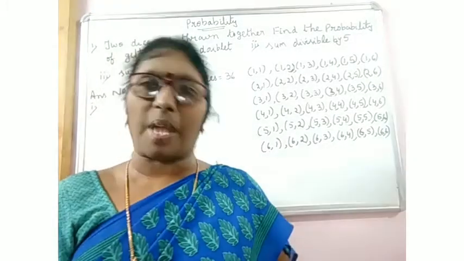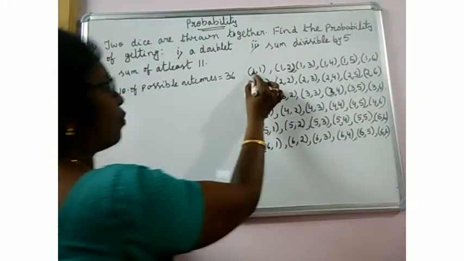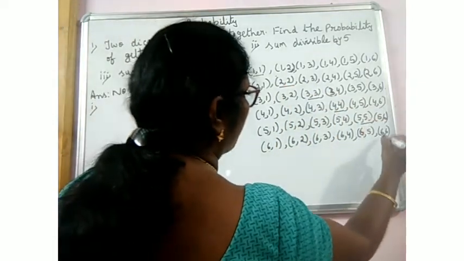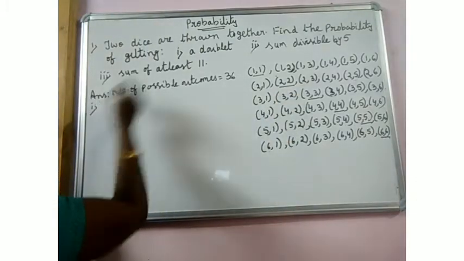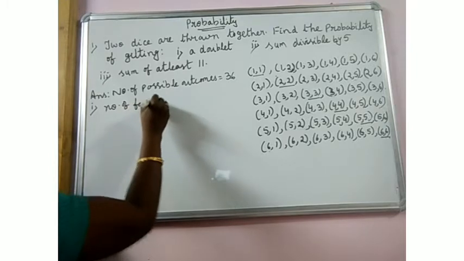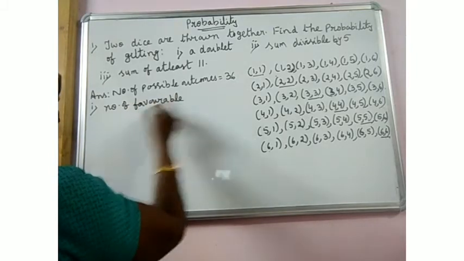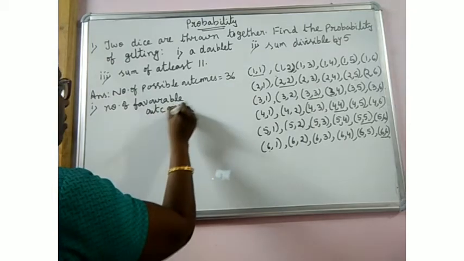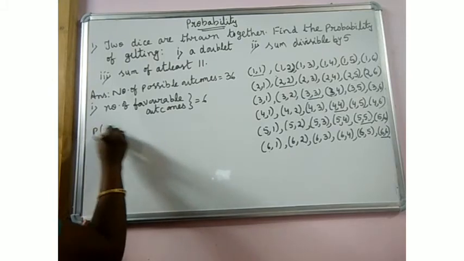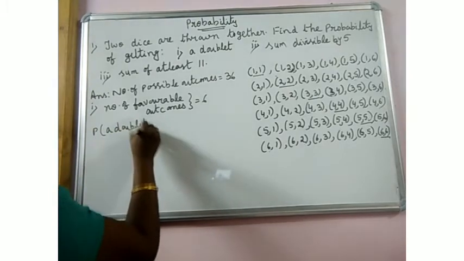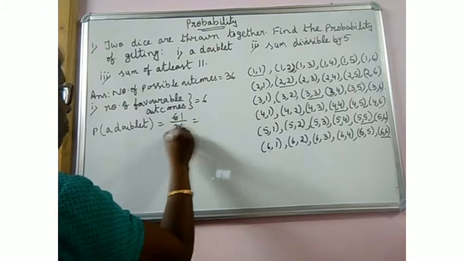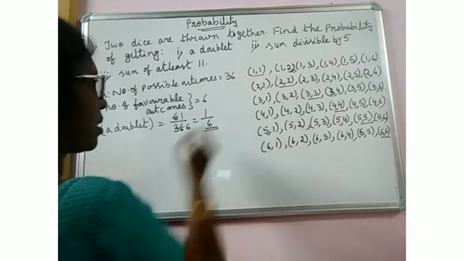Doublet means same number on both the dice. So you know 1,1; 2,2; 3,3; 4,4; 5,5; 6,6. So the number of favorable outcomes for the first bit is 6. So probability of getting a doublet is favorable outcomes 6, possible outcomes 36. 6 ones are 6, 6 sixes are 36, so 1 by 6.